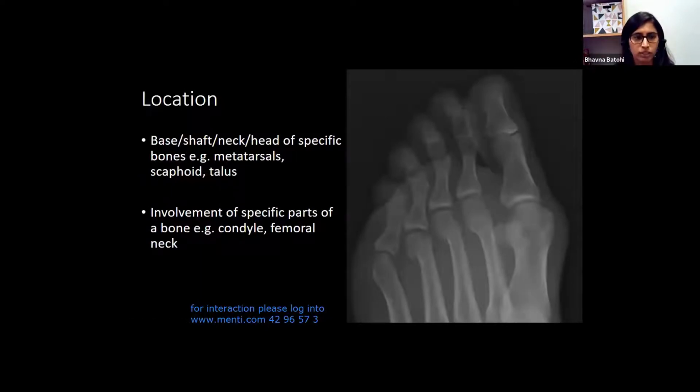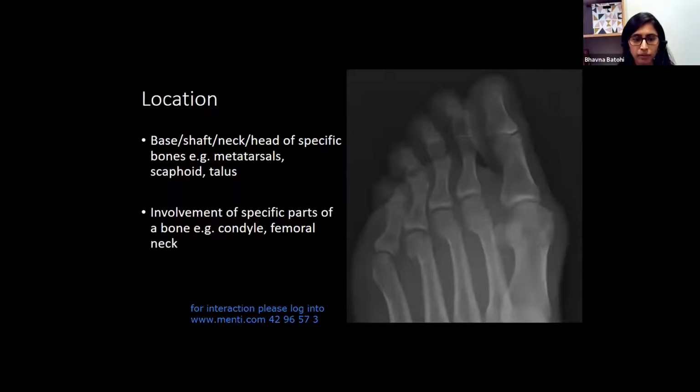For some fractures, the location is best described depending on the specific bone. So, for example, if we're talking about the metatarsals, it might be appropriate to describe a fracture at the base or the shaft or the neck of the metatarsal. Scaphoid fractures as well, for example, are best described as involving the distal pole, proximal pole, or the scaphoid waist. And the same applies for the talus.